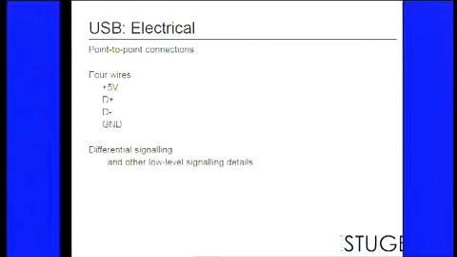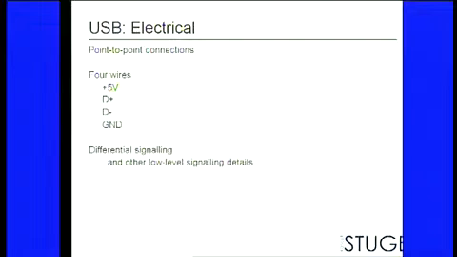Electrically, the connections are point-to-point, so there's no splicing on the cable level. Cables just have to run from one port to another port, and it should be one A port and one B port. There are 4 wires in the cables. It's 5 volts and ground, and then there's differential signaling, so a data plus and a data minus.